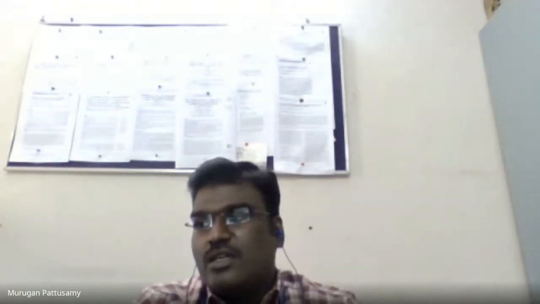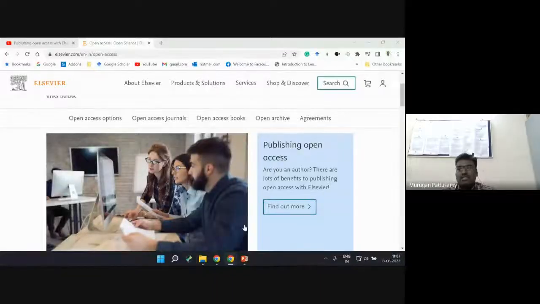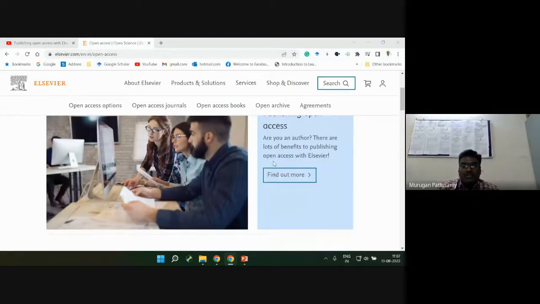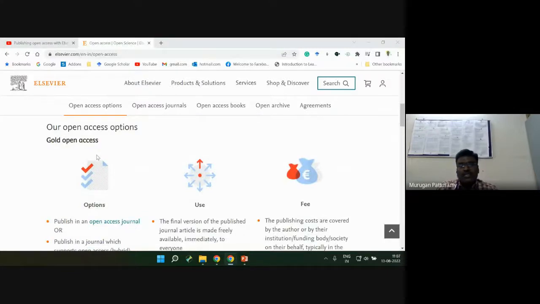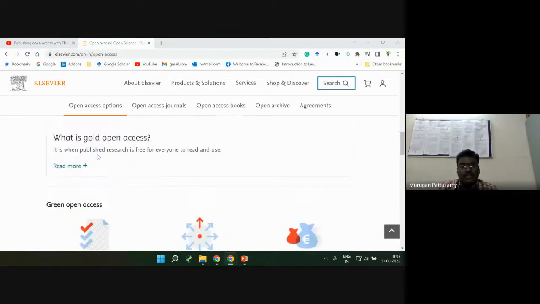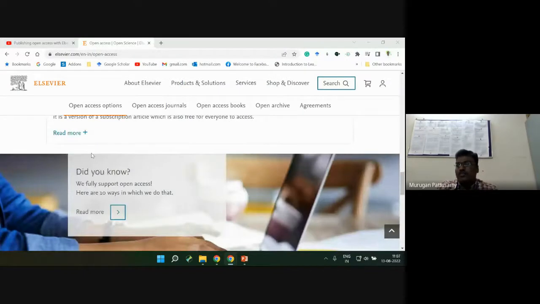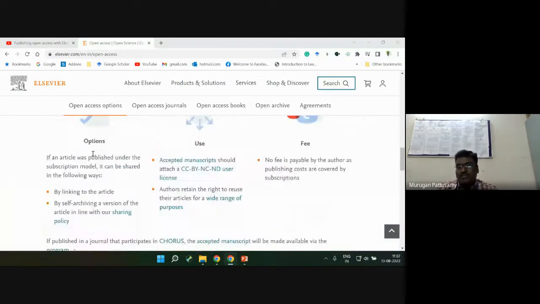If you look at this screen, the Elsevier site, here they are giving some details about open access options and open access journals, open access books, and then open archive agreements and so on. If you look at this publishing open access, here they're giving an option called gold open access option. Then they have something called green open access option. So these are the two major options they are providing to the authors of the papers.